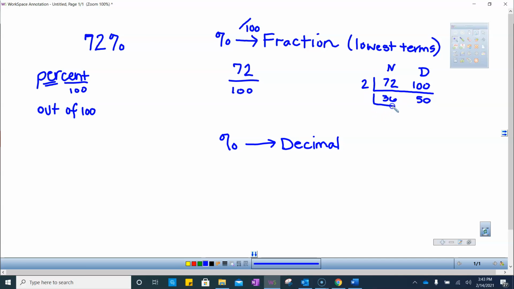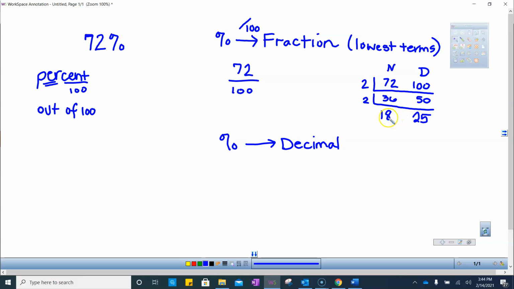They're both even again, so I know 2 will work again. 2 goes into 36 18 times, and 2 goes into 50 25 times. I try 2 again. 25 is odd, so it will not work. I try 3. 3 goes into 18 evenly, but it does not go into 25 evenly. So my next prime number is 5.